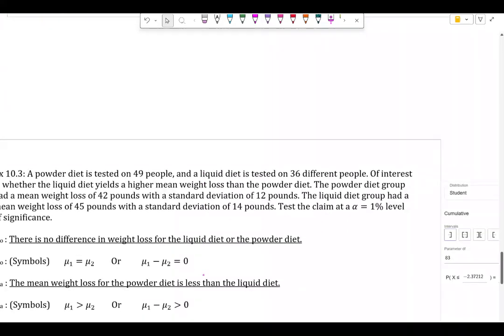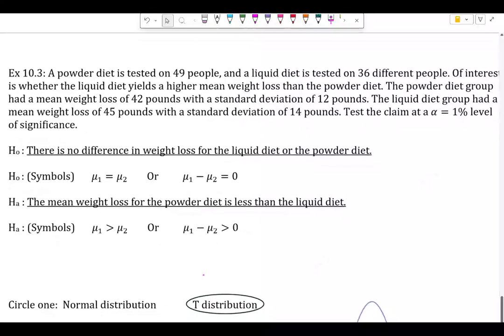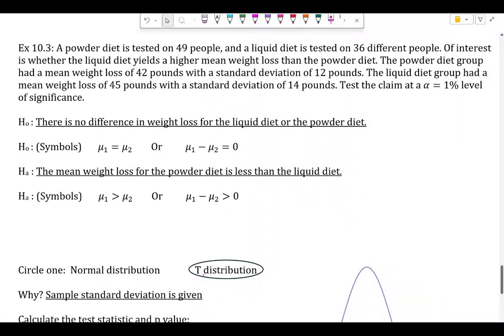All right, now we have example 10.3. Example 10.3 says, a powder diet is tested on 49 people and a liquid diet is tested on 36 different people. Of interest is whether the liquid diet yields a higher mean weight loss than the powder diet. The powder diet group had a mean weight loss of 42 pounds with a standard deviation of 12 pounds. The liquid diet group had a mean weight loss of 45 pounds with a standard deviation of 14 pounds. Test the claim at alpha equals 1% level of significance.